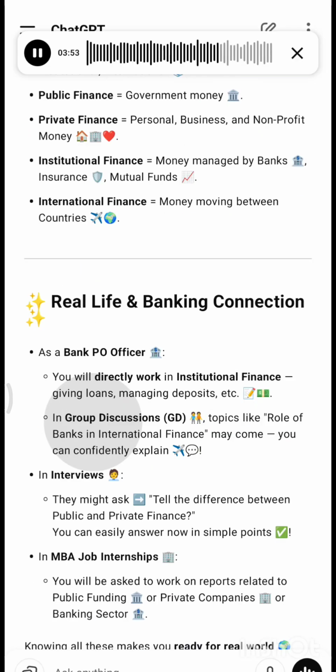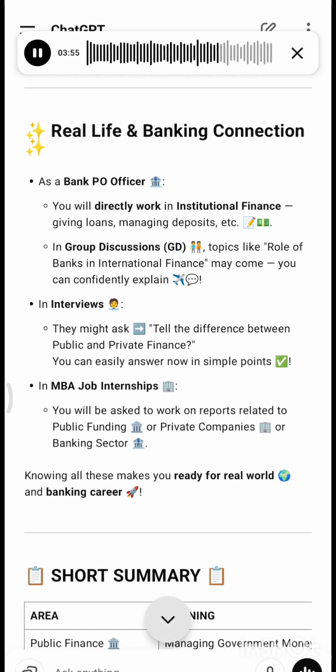As a bank PO officer, you will directly work in institutional finance, giving loans, managing deposits, etc. In group discussions, topics like role of banks in international finance may come. You can confidently explain. They might ask, tell the difference between public and private finance? You can easily answer now in simple points. In MBA job internships, you will be asked to work on reports related to public funding or private companies or the banking sector. Knowing all these makes you ready for the real world and a banking career.